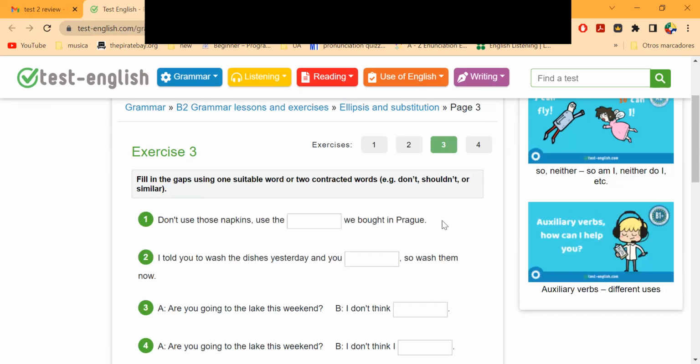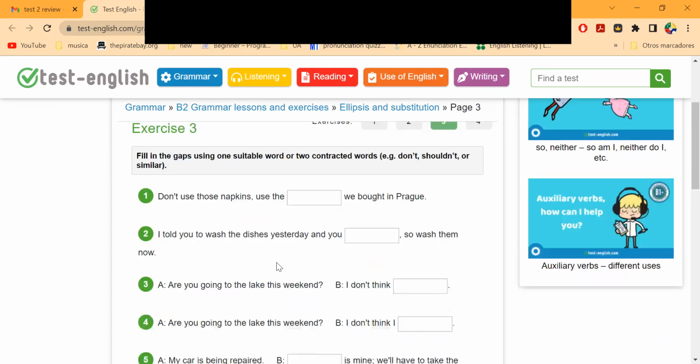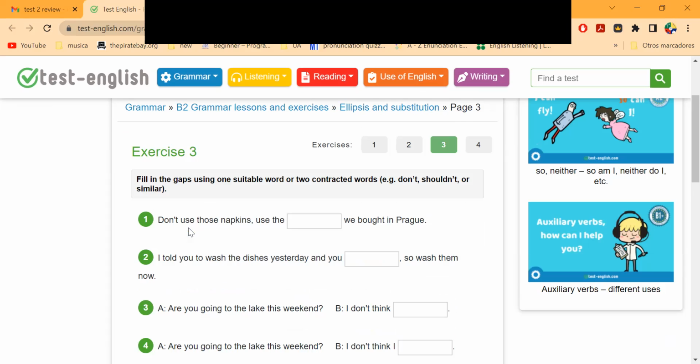Right. So this is exercise 3. Use your microphones to help me. We have to fill in the gaps using one suitable word or 2 contracted words, like don't, shouldn't, or any similar. Okay, number 1. Don't use those napkins, servilletas. Use, well, ese es el ejemplo. No tengo que apretar. Use the ones we bought in Prague.